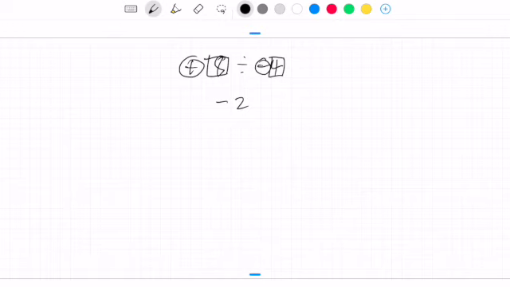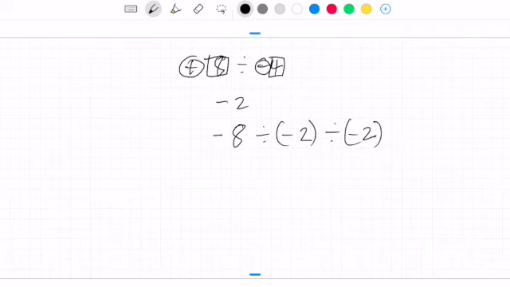So continuous division is also the same. Let's divide negative 8 divided by negative 2 divided by negative 2. Let's try negative 8 divided by negative 2. That's what we have to do first.